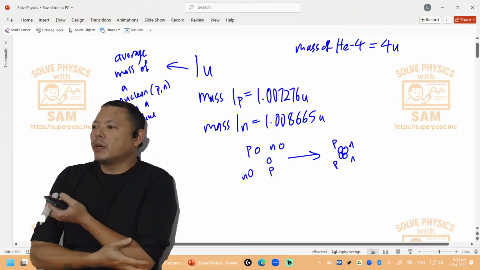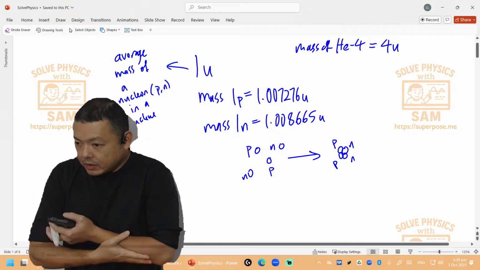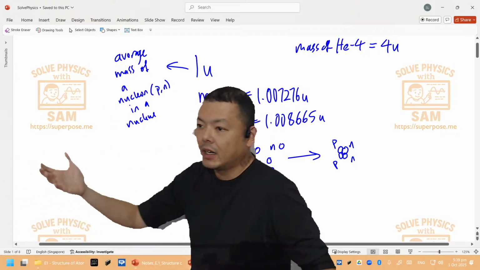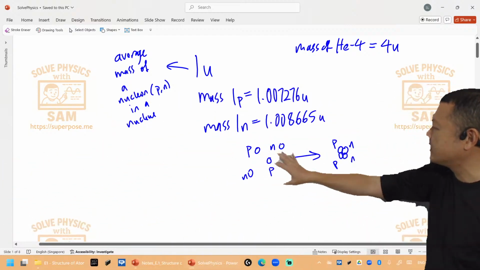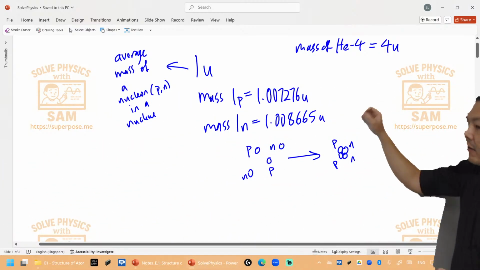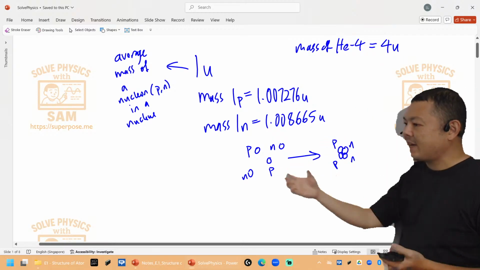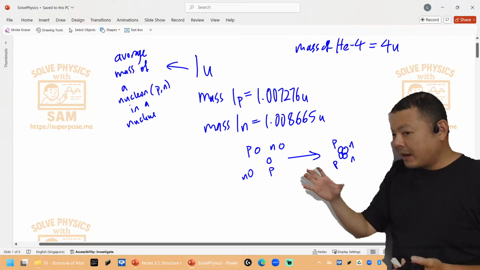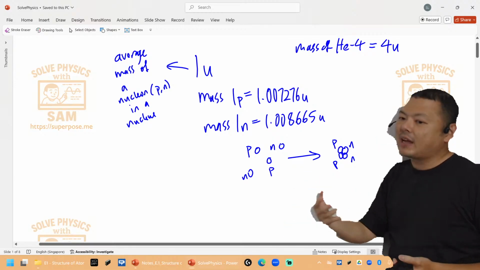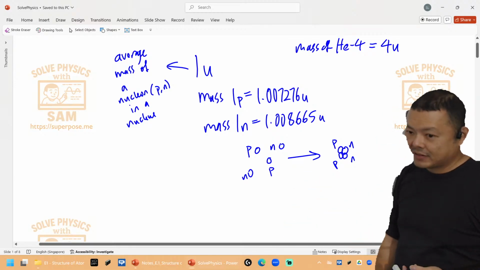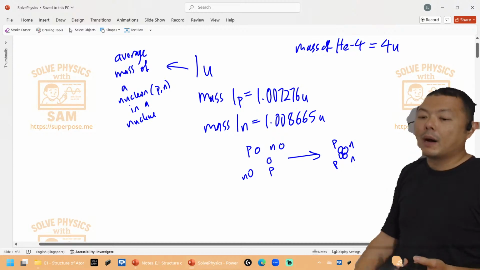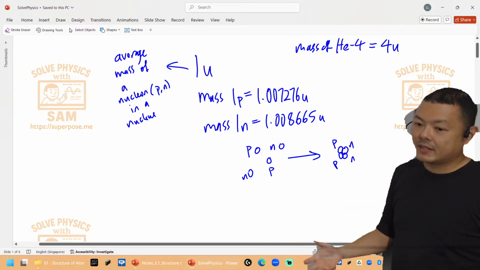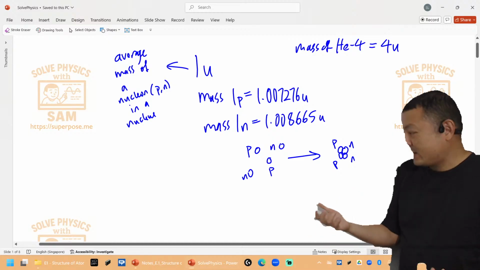Technically speaking, when you do binding energy, we're only dealing with the nucleons. So 2 protons, 2 neutrons form a nucleus, the mass is less, there's mass defect, there's energy released. There's also a mass defect from adding on electrons, but we don't do that, not in our syllabus. Our syllabus, we don't add on the electrons.